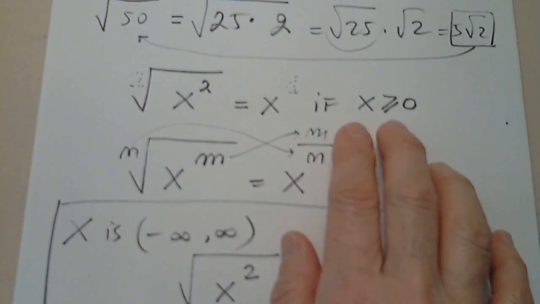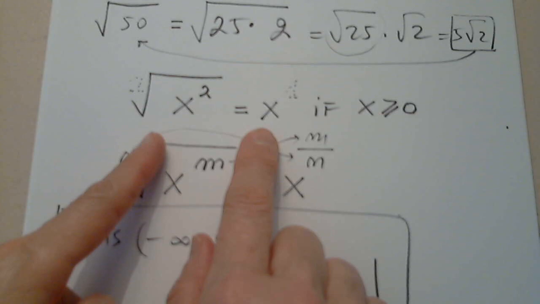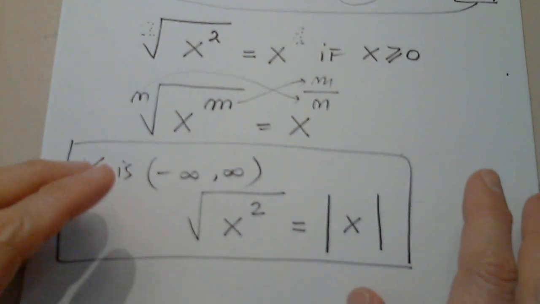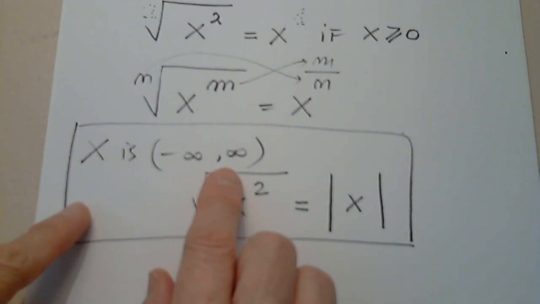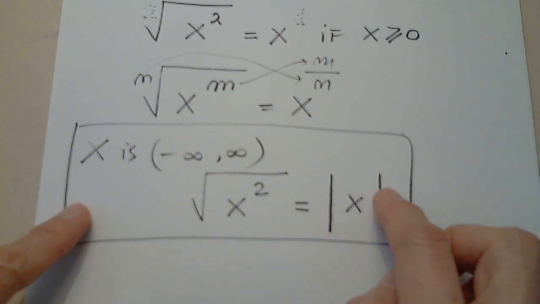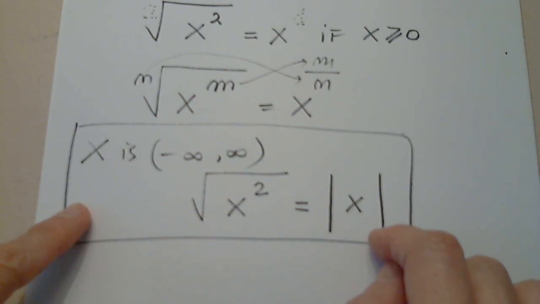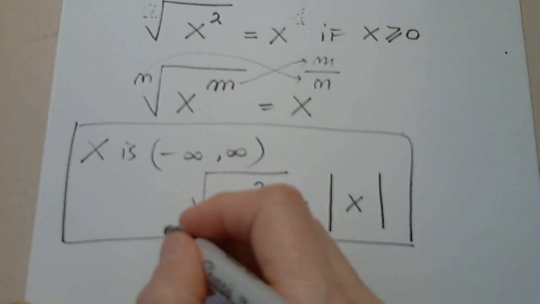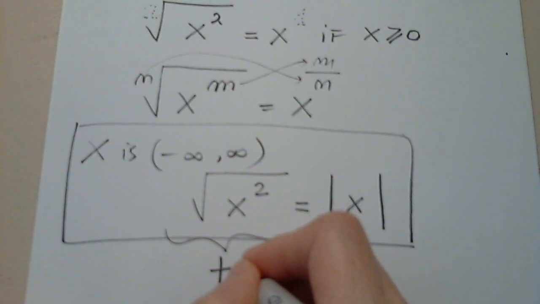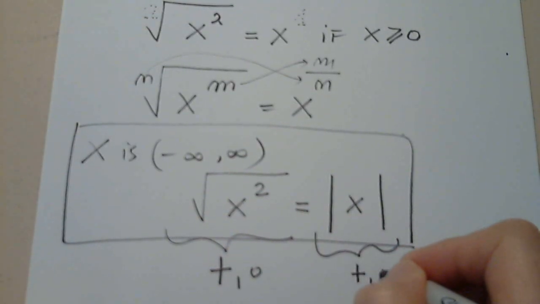If I'm told x is greater than or equal to 0, I don't have to write anything else. But if I'm told x can be anything, in that case, I have to make sure that this is always greater than or equal to 0. And absolute value guarantees that. Because I know that this piece is always positive or 0. I have to guarantee that this piece is always positive or 0.